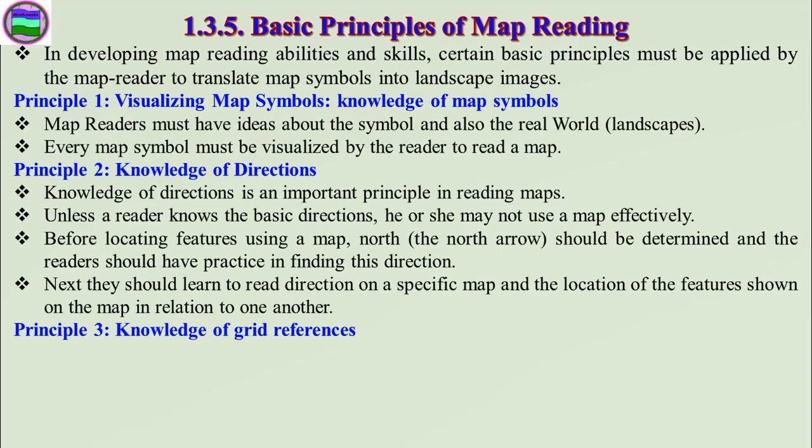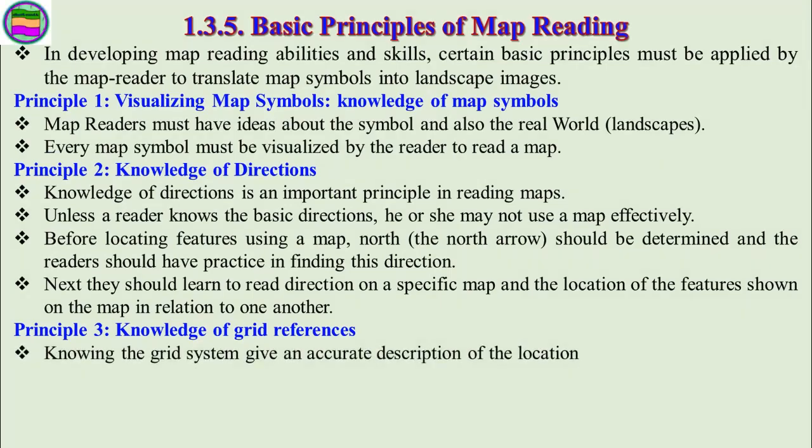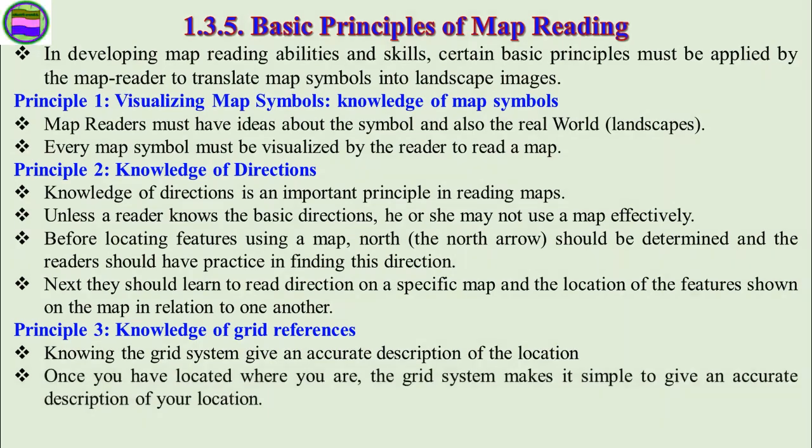The other one is knowledge of grid reference. Knowing the grid reference system gives an accurate description of the location of the features. Once you have located where you are, the grid system makes it simple to give an accurate description of what your location is. Meaning that by using the grid reference system, we can accurately express the location, or the absolute or astronomical location, of a feature by reading the grid reference system, which is the national grid reference system or international grid reference system.